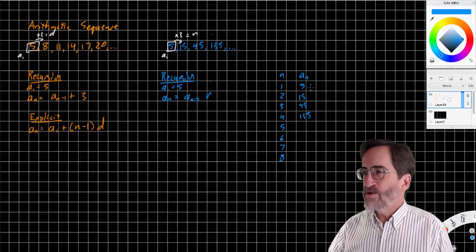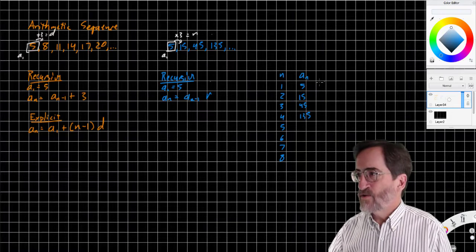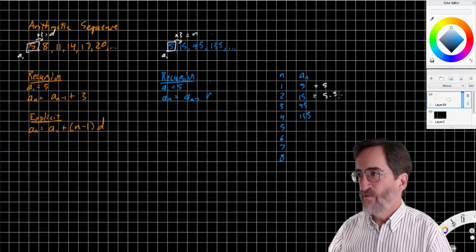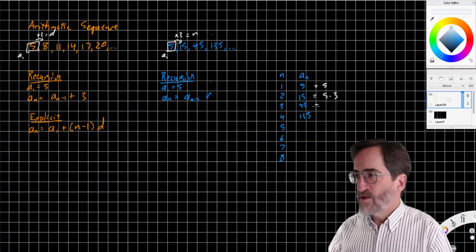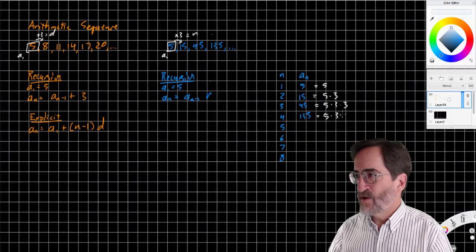You'll notice you get each one by multiplying by 3. So this one is just 5. This one is 5 times 3. This one is 5 times 3 times 3, because each one is the previous one times 3. This one is 5 times 3 times 3 times 3. And this one is 5 times 3 times 3 times 3 times 3.